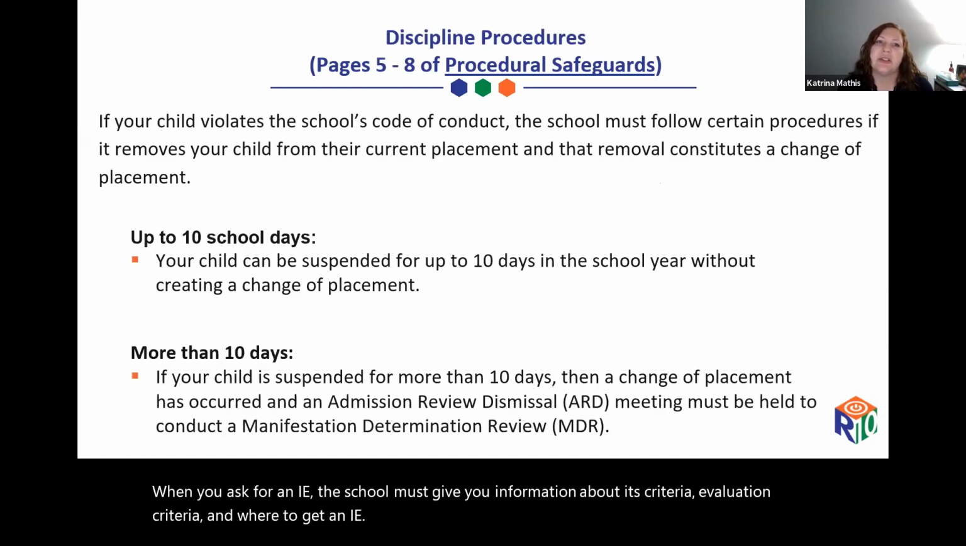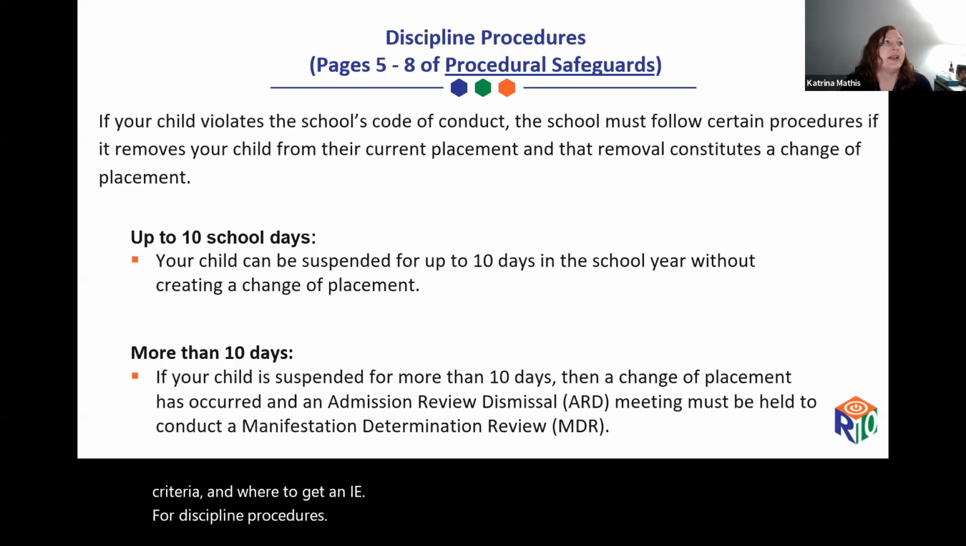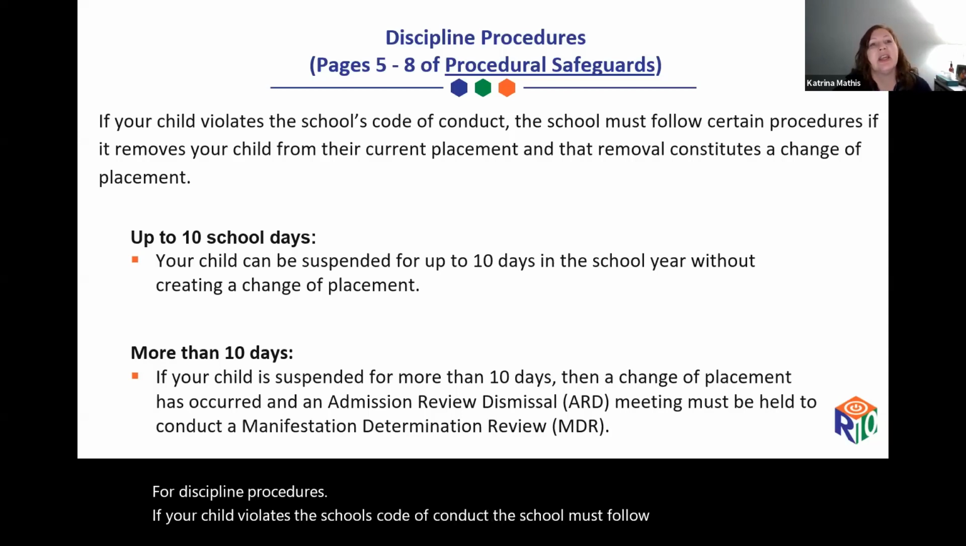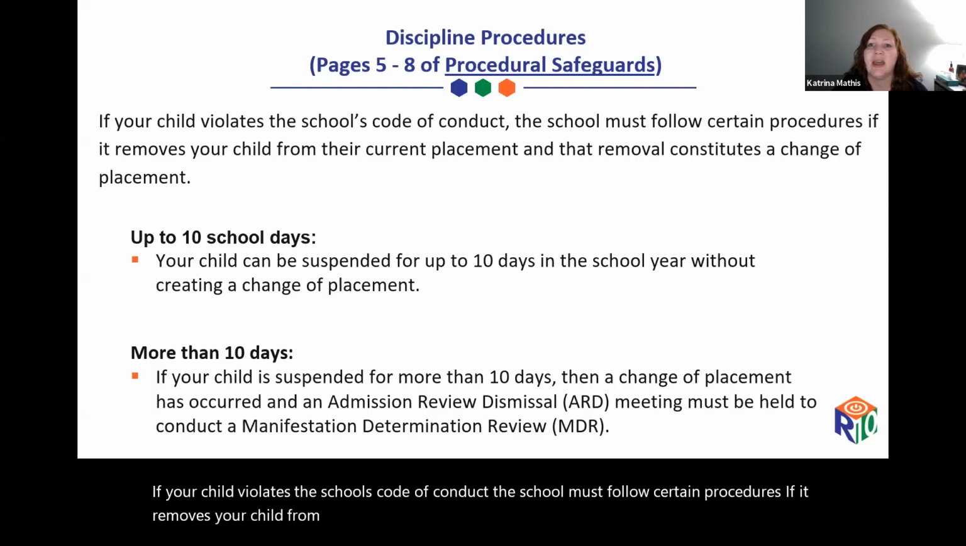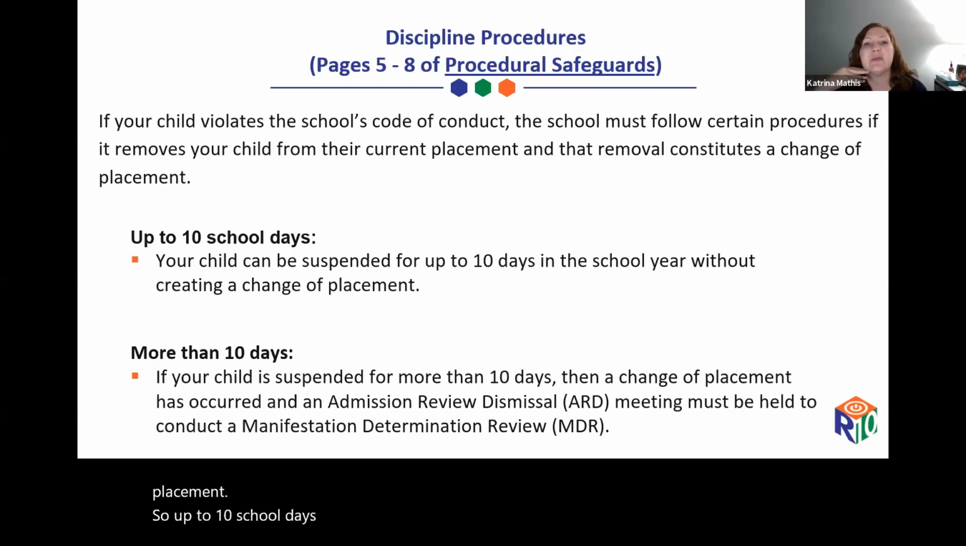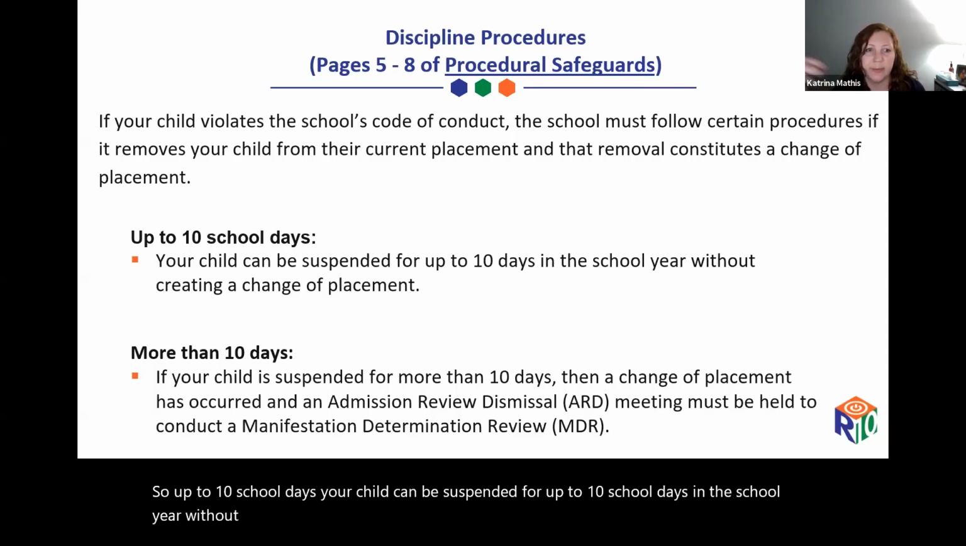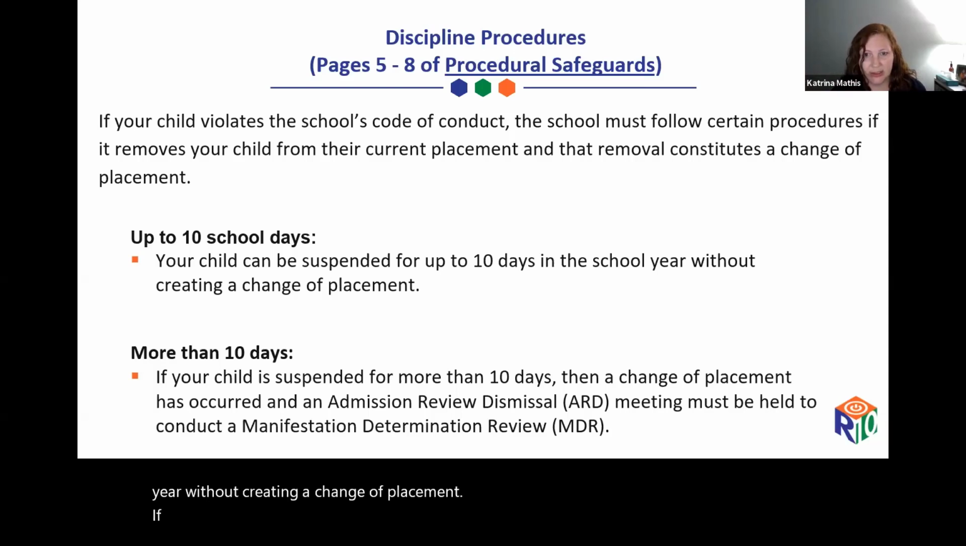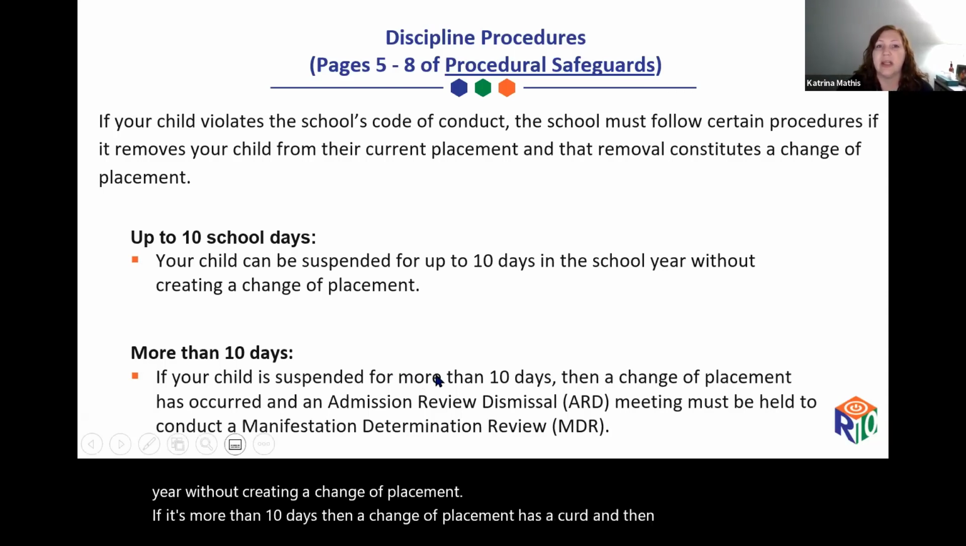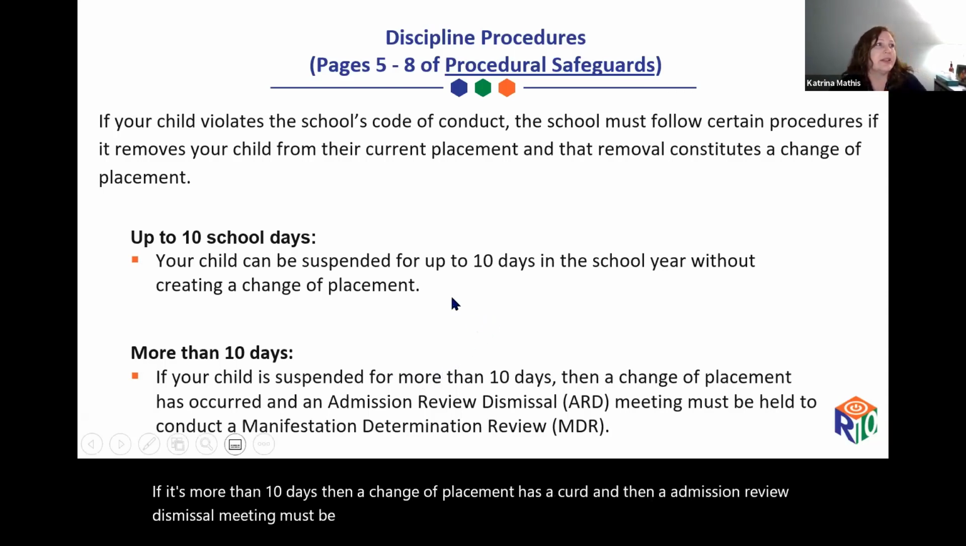For discipline procedures, if your child violates the school's code of conduct, the school must follow certain procedures if it removes your child from their current placement, and that removal constitutes a change of placement. Your child can be suspended for up to 10 school days in the school year without creating a change of placement. If it's more than 10 days, then a change of placement has occurred, and then an admission review dismissal meeting must be held. And they're also going to conduct a manifestation determination review, an MDR.